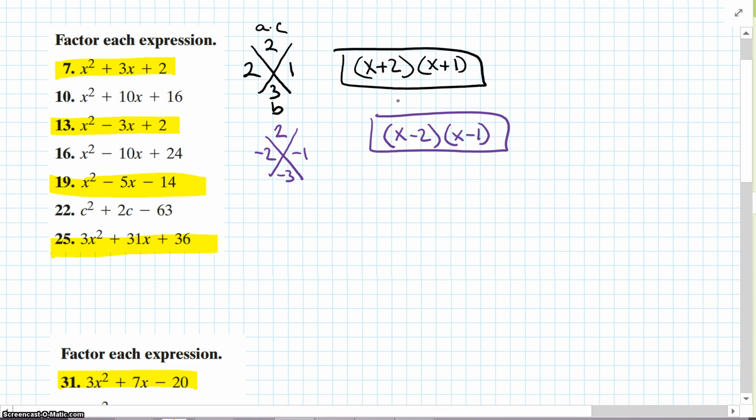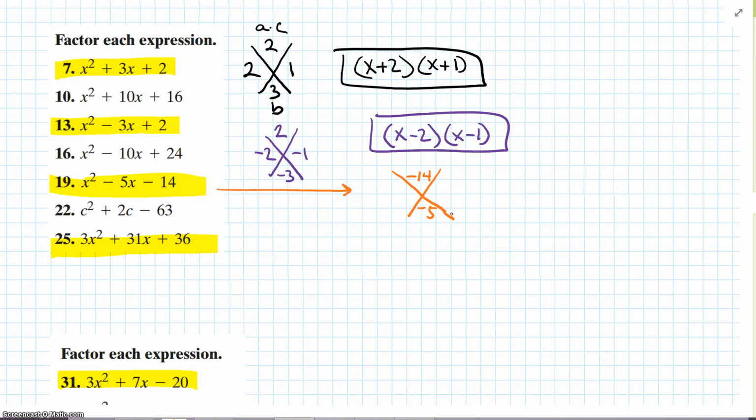Okay, number 19. My a times c value is negative 14, and my b value is negative 5. So if you notice, my top number is negative, my bottom number is negative. That means the only way I can get a product that's negative is I have to have a negative and positive number. And since my bottom number, or the sum, is negative, the negative number needs to be bigger.